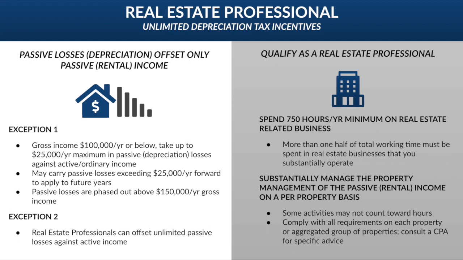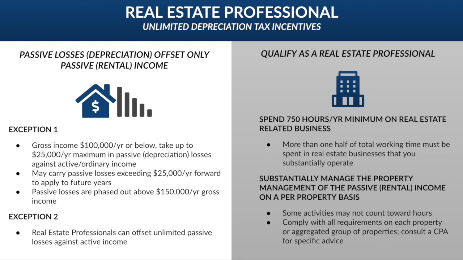This allows me to take my passive losses, which is depreciation, against my active income, which would be acquisition fees, or if I flip a house, those types of things. And it even applies to my husband's W-2 income. I can offset his active income by my passive losses. And I would not be able to do that unless I was a real estate professional.